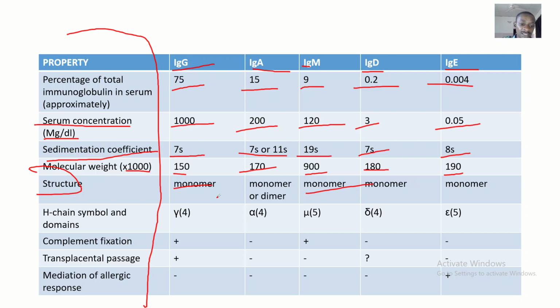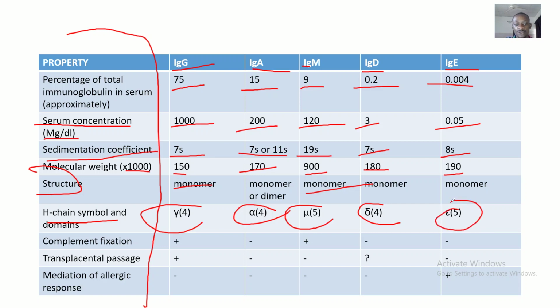Then how about how their heavy chain is represented? The heavy chain of immunoglobulin G is represented by gamma, and it is 4 in number. For immunoglobulin A, the heavy chain is represented by alpha, and they are 4 in number. Immunoglobulin M is represented by mu, and it is 5 in number. Immunoglobulin D is represented by delta, and it is 4 in number. Immunoglobulin E is represented by epsilon, and it is 5 in number.